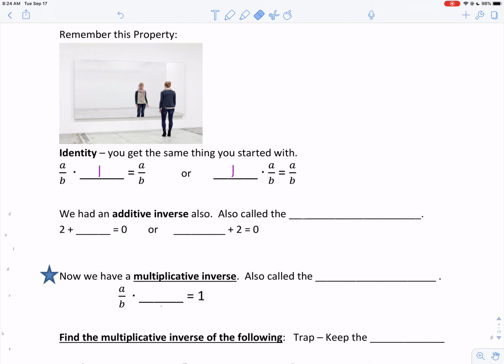We had the additive inverse. We called that the opposite as well. So 2 plus a negative 2 will give me a 0. Negative 2 plus 2 gives me 0. So they basically undo each other.